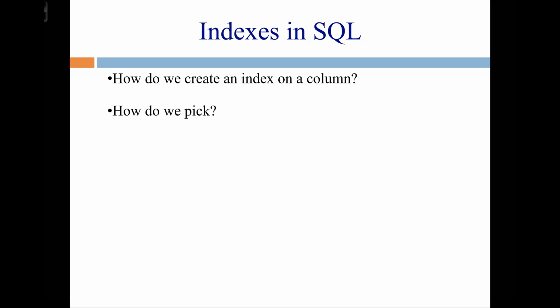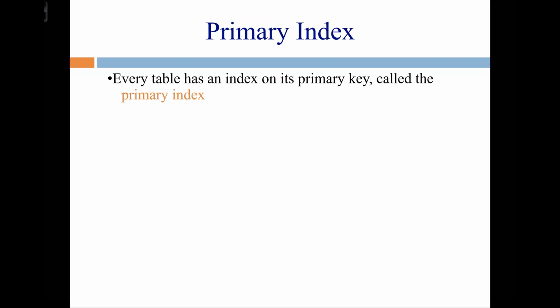Part of that decision is actually made for us. It turns out every table has an index on its primary key, and this is called the primary index. It's going to be there whether you want it or not, and it just has to be due to the way that the engine processes queries. It needs it to be there. So if you're filtering based on the primary key, then it's already going to be fast since there's an index on that key.